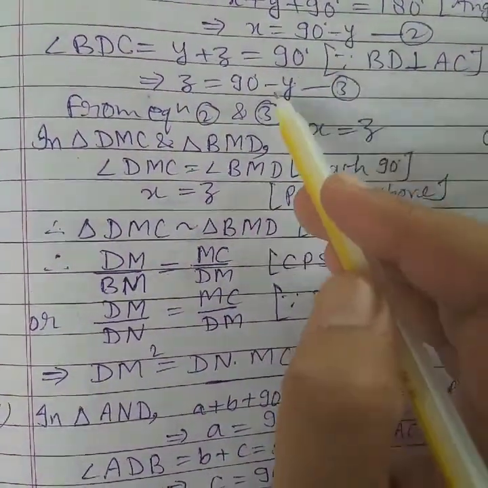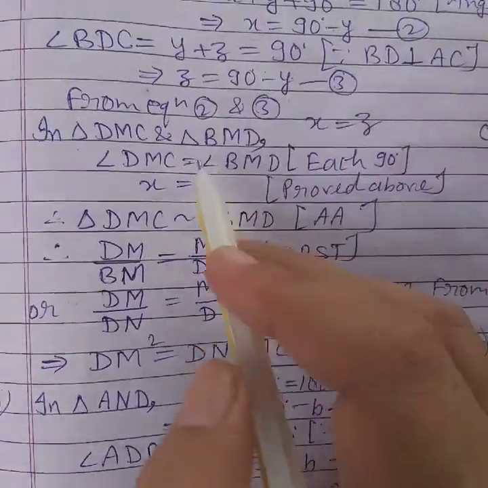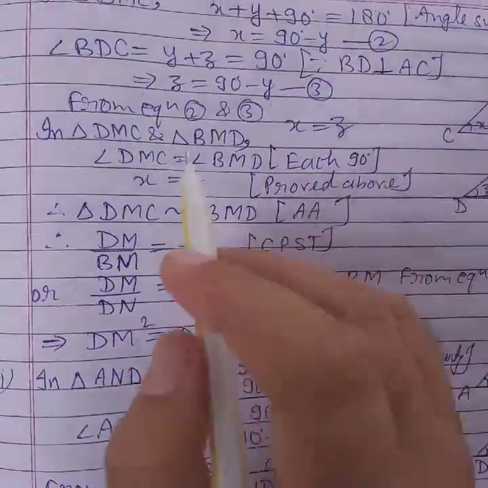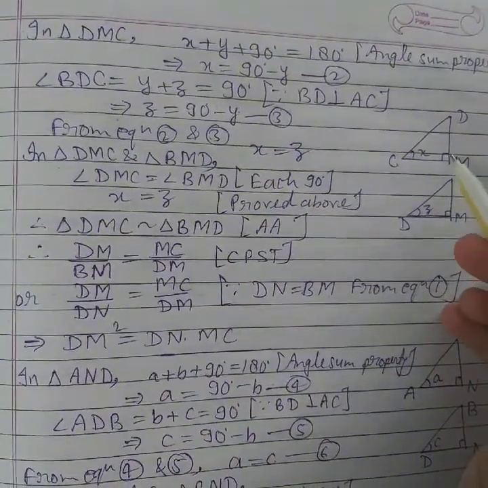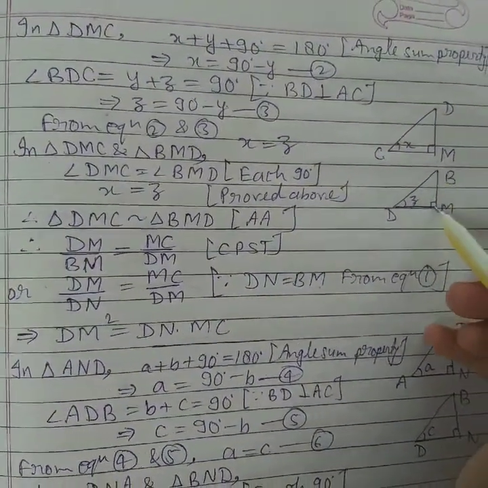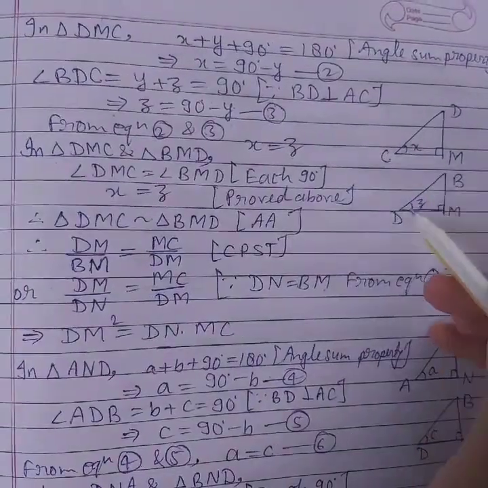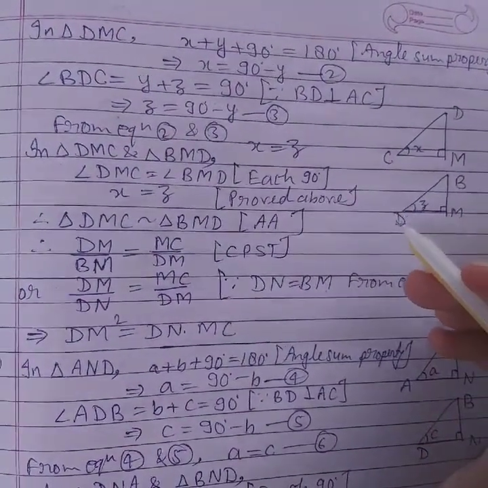So from equation 2 and 3, both RHS are equal, then their LHS should be equal, so x equals z. Clear? Now we draw these two triangles separately. In these two triangles both angle M is 90, so we put it here, and x equals z, we put here: x is angle C and here z is angle D.